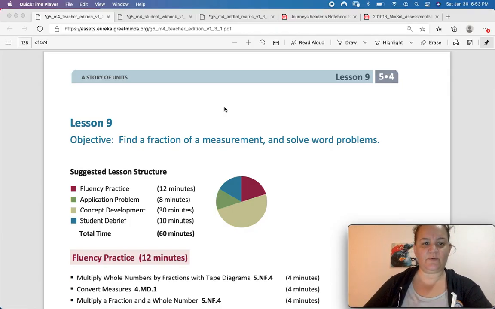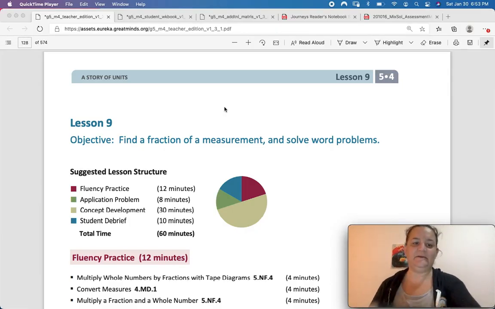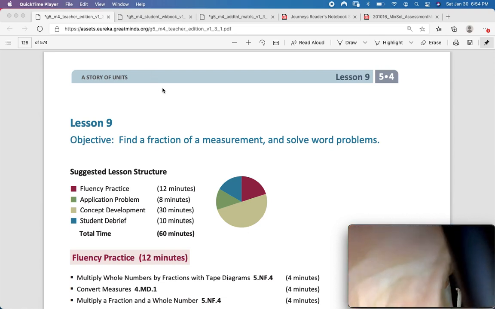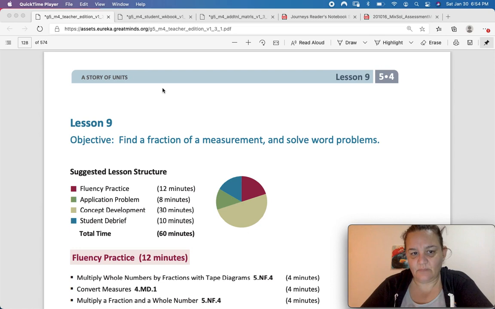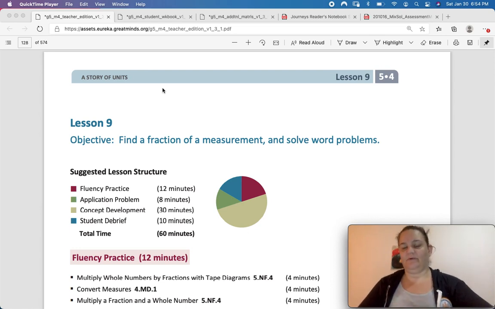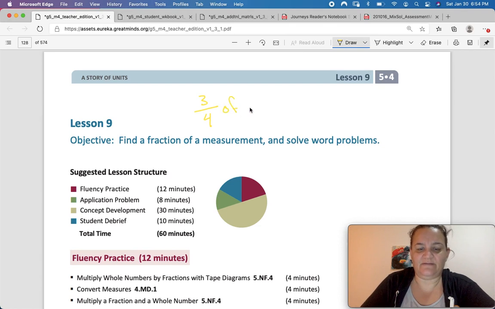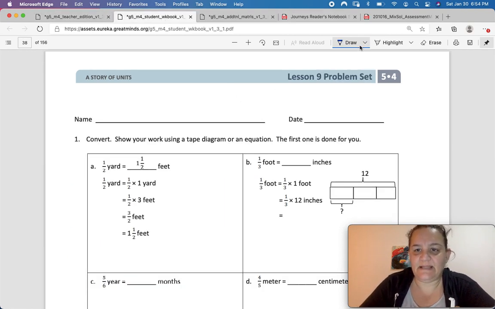This is Module 4, Lesson 9 of Eureka Math, and we are going to continue with fractions and multiplication of fractions, where we are going to multiply fractions in order to find measurements, okay? So, for instance, what would 3/4 of a foot be, right? 3/4 of a foot equals, okay, and figuring that out. Okay, so open up your problem set and let's get started.